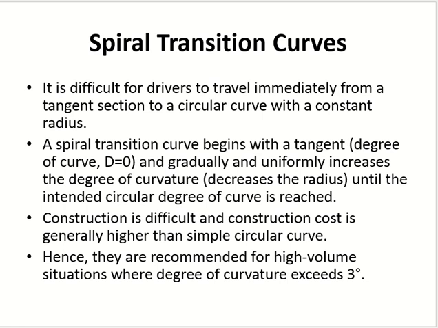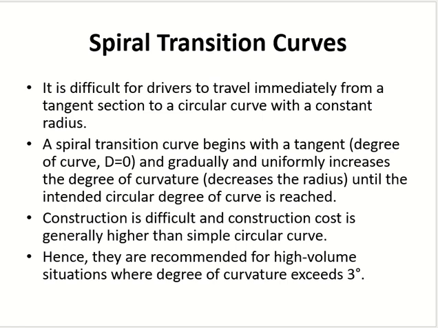Before the curve, you may provide a spiral transition curve, which is a higher degree curve. Why higher degree? Because this curve does not have a constant radius. It has a changing radius. In which situation do we provide a spiral transition curve? When the degree of the curve is more than 3, then we can consider providing a spiral transition curve.